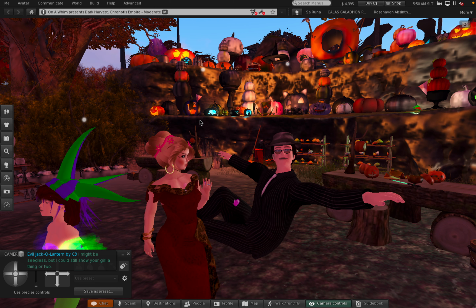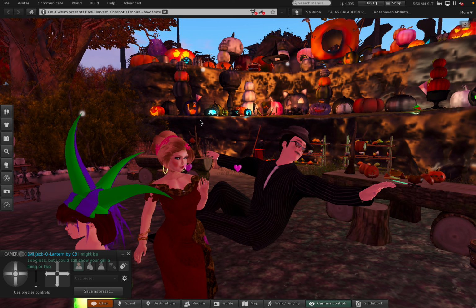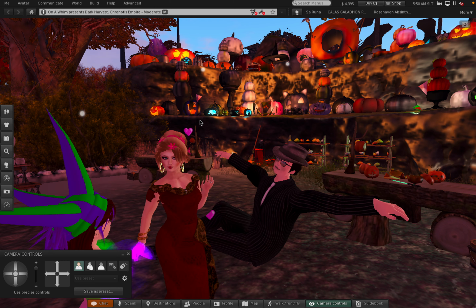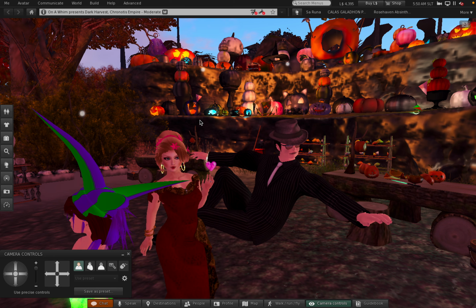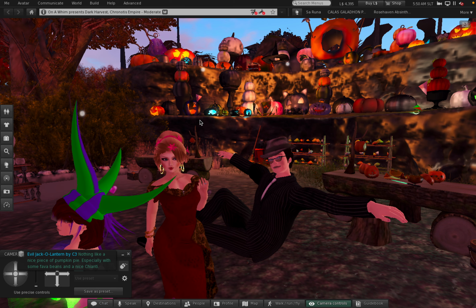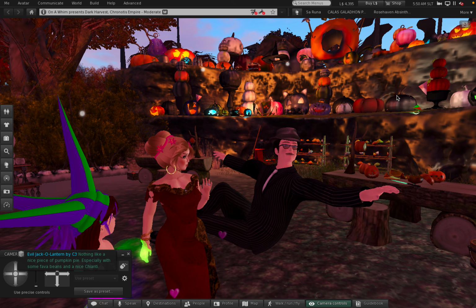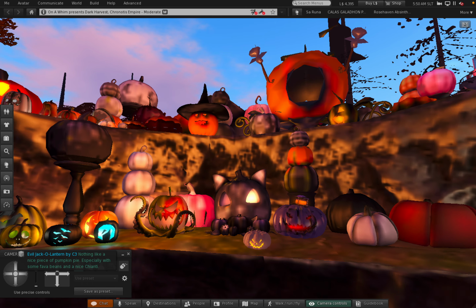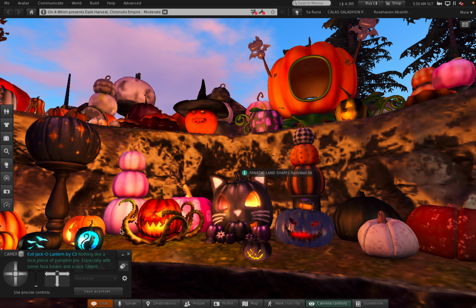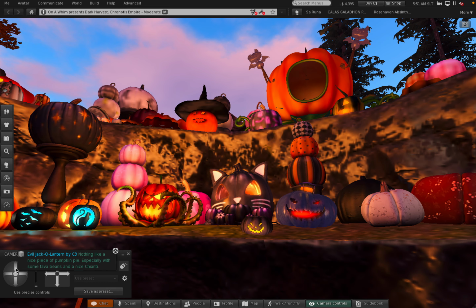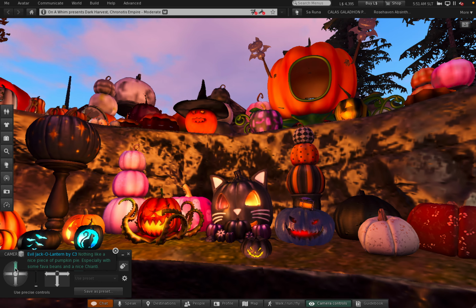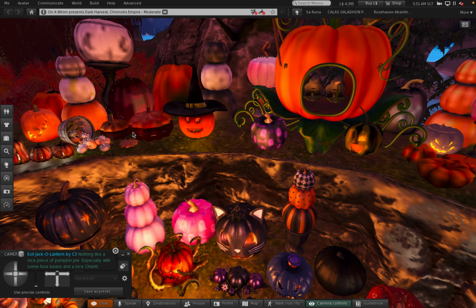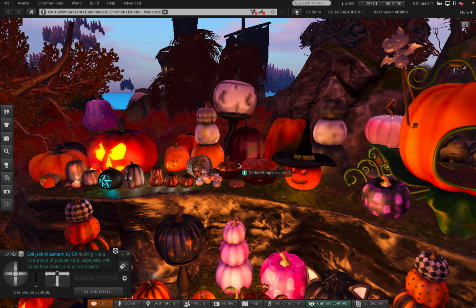We are at On a Whim Presents Dark Harvest Chronotis Empire and Moderate for Your Protection. I found this and I thought we would look at the collection of decorations that they have.